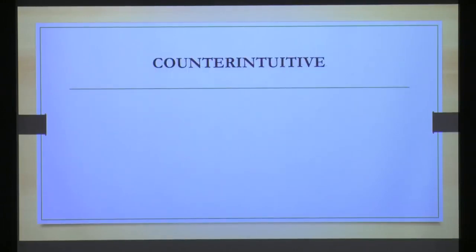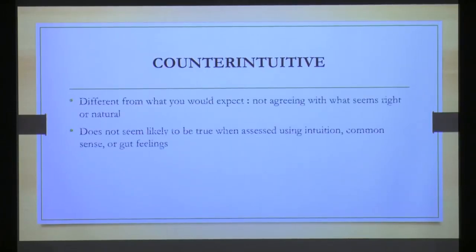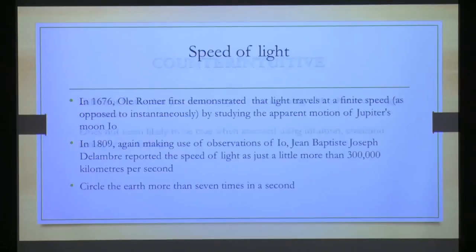So now we're going to go to the part of relativity and Einstein. And this is where it is counterintuitive. Counterintuitive, in a word, means that it does not make sense, okay? It does not seem too likely to be true when assessed. It's different from what you would expect. So hold tight and let's try to understand what Einstein is saying.